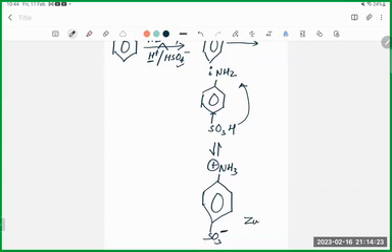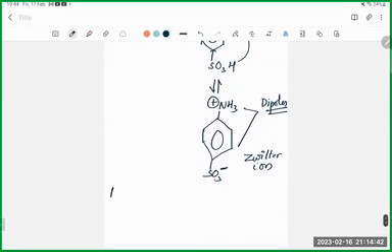Do you know what is zwitterion? When two opposite charges are present, correct? So that is called the zwitterion. Did you understand? Yes, ma'am. Okay. And in this reaction, Friedel-Crafts acylation and alkylation are not possible.